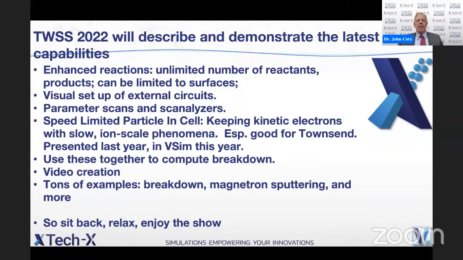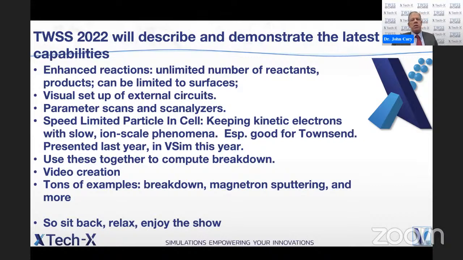Another thing, you may recall me talking about speed-limited particle-in-cell, I believe it was last year. This is a way of keeping kinetic electron effects, even though you're studying slow ion scale phenomena, while eliminating the high-frequency plasma effects from the problem so that one can get the physics correct without the requirement of the very tiny time steps that typical electron simulations require. Last year it was under development, it was research, and now this year you're going to see that it is now available within VCIM. And of course, we keep adding more things to it.